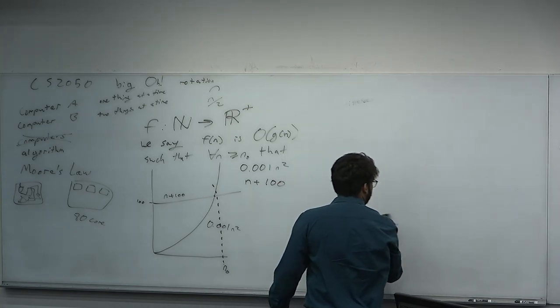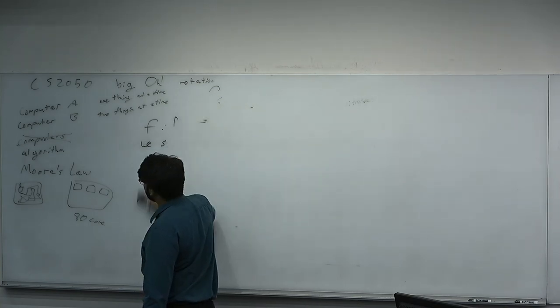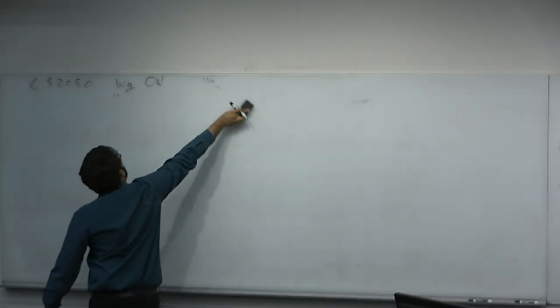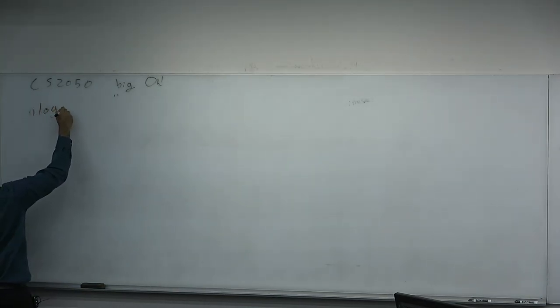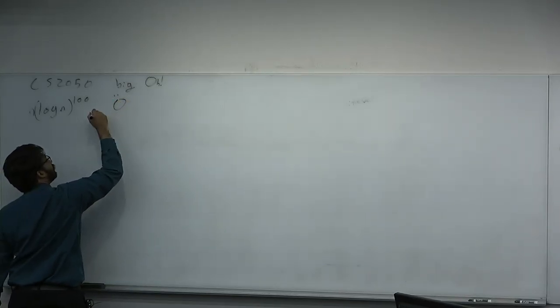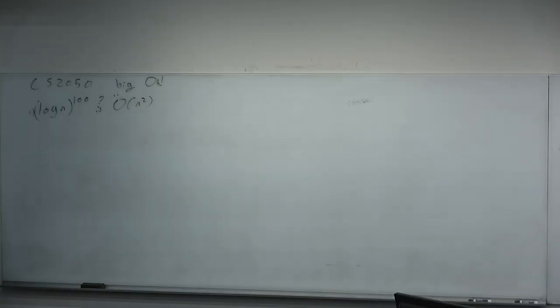Imagine n times 100 logs. Is that above n squared or not? So I guess the question I'm asking is, what about n times log of n to the 100? Is this O of n squared? We don't think so. Do we think so? It's a lot of logs. What about 1,000 logs? Don't think so?